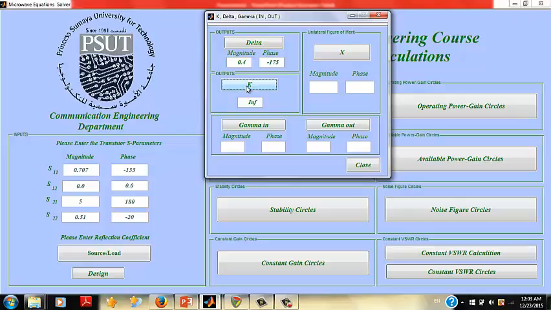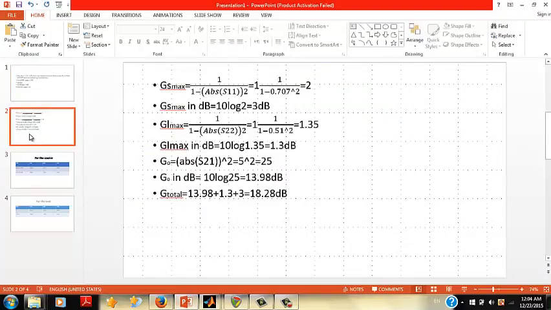Now we will calculate the gain for the source and the load, from which we can find the load impedance. For the source, the maximum gain equals 3 dB, and for the load it equals 1.3 dB. For the source, we can draw 2, 1, 0 and minus 1 dB constant gain circles, and for the load, we can draw anything smaller than 1.3 dB: 1, 0, and minus 1 can be drawn.